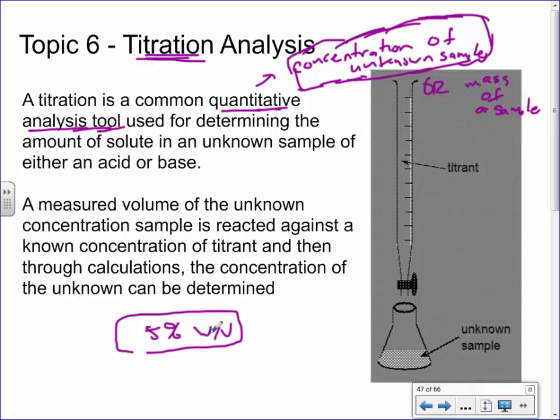Long story short, a titration is a technique you would use to check and make sure that whatever concentration it's supposed to be, that's actually true. Does that make sense? Normally, when we want to figure out a concentration, we would know it because we made it ourselves.